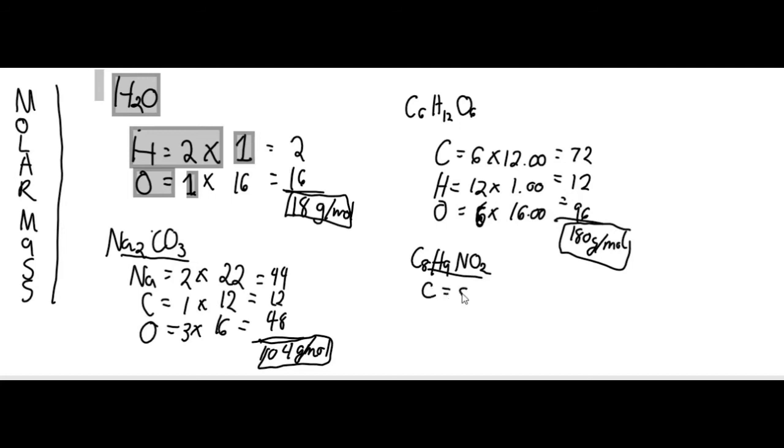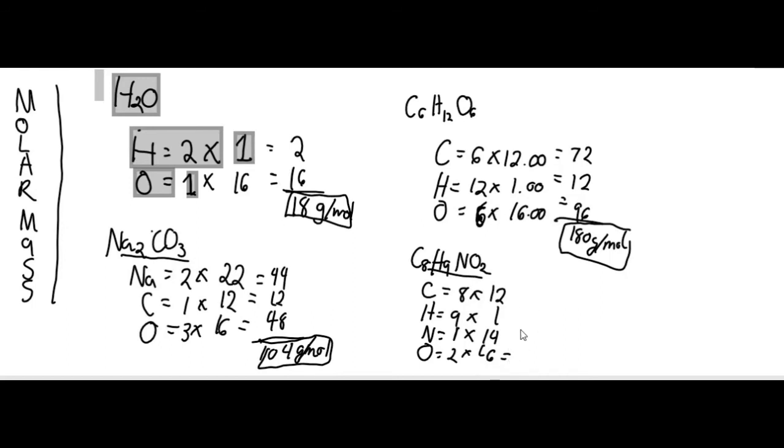We have 8. 8 times 12. That's the atomic mass. Next, hydrogen is 9 and the atomic mass of hydrogen is 1. Very good. And then nitrogen, how many nitrogens do we have? We only have 1. So times 14, which is the atomic mass of nitrogen, and then we have 2 oxygen, which is 2 times 16.